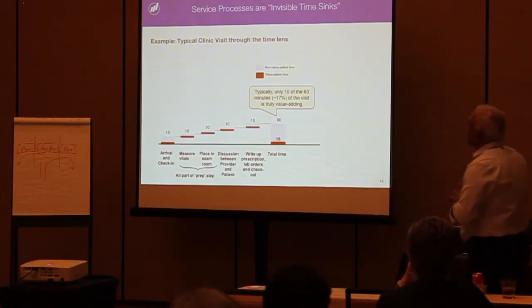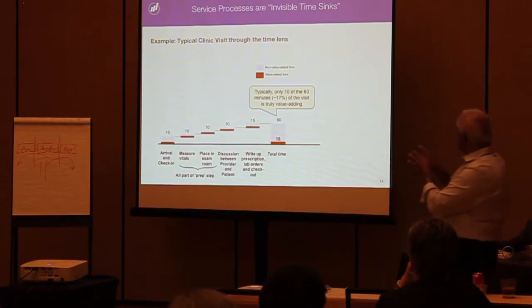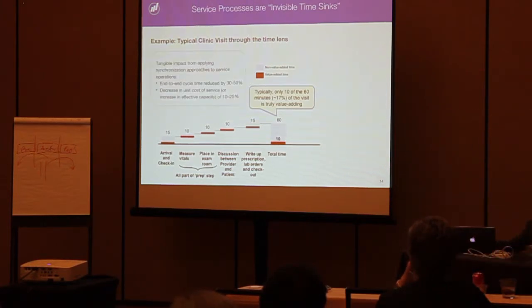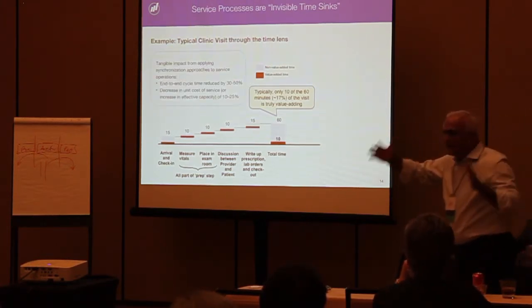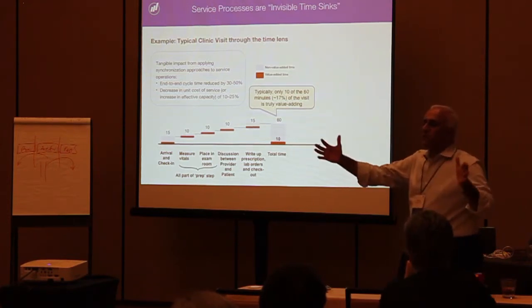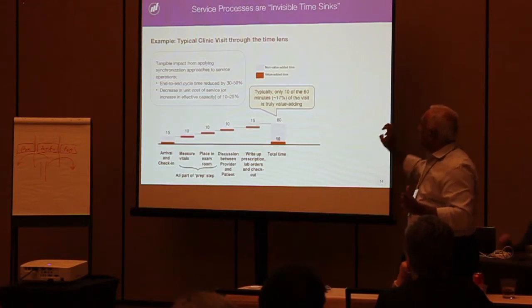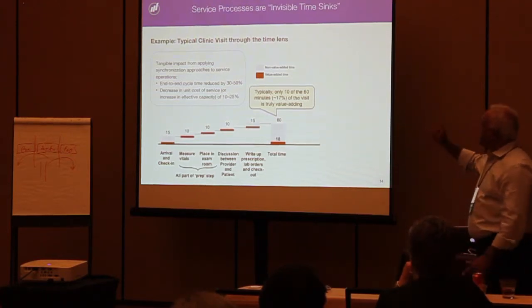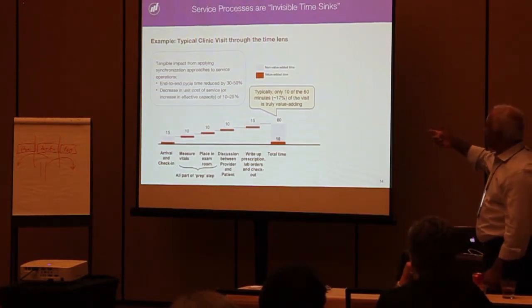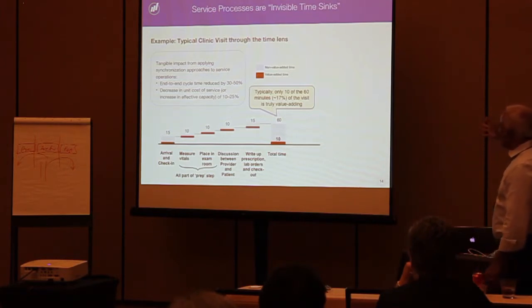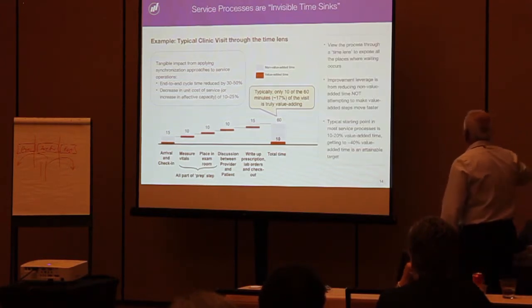So what happens here, when you look through this lens, you can easily take 30 to 50% out of the end-to-end cycle time. That's not that hard to do. And when you do that, it ends up either increasing capacity by 10 to 25% or reducing the cost of service. And the key insight from this is the following.